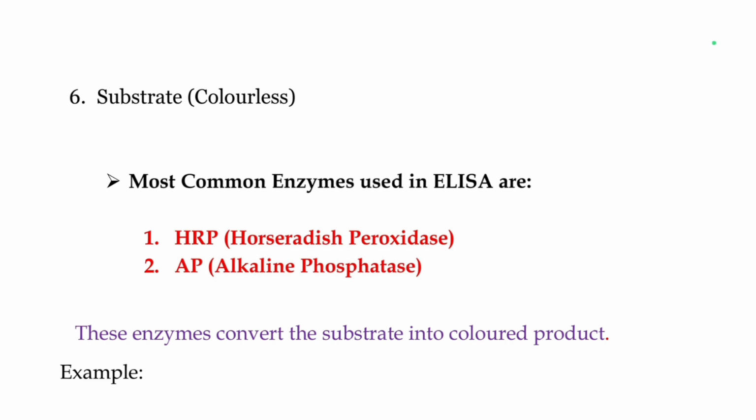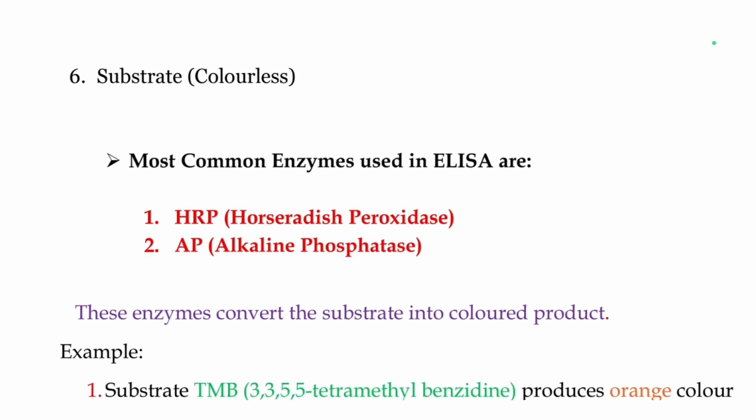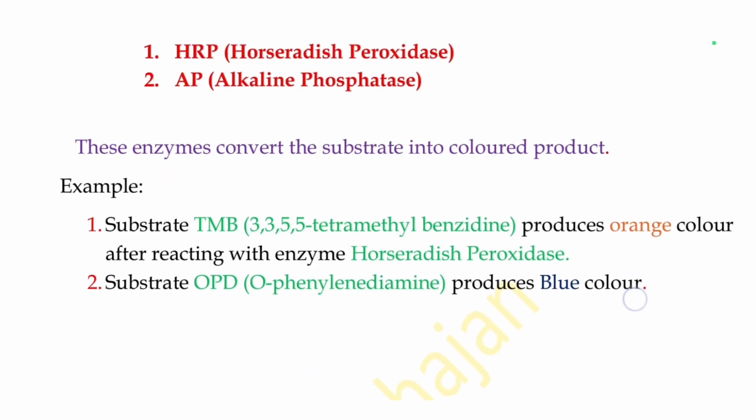Next, the most common enzymes used in ELISA are first HRP, that is horseradish peroxidase. Next, AP, that is alkaline phosphatase. These enzymes convert the substrate into a colored product. Let's take an example of a substrate. Substrate TMB, that means 3,3',5,5'-tetramethylbenzidine, produces orange color after reacting with the enzyme HRP. Second example, substrate OPD, that means orthophenylenediamine, produces blue color with the enzyme HRP. These are the examples of substrate.